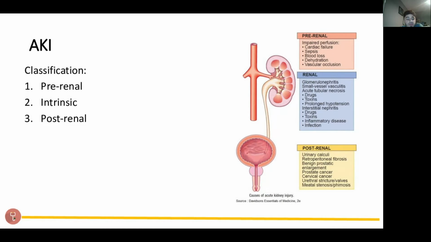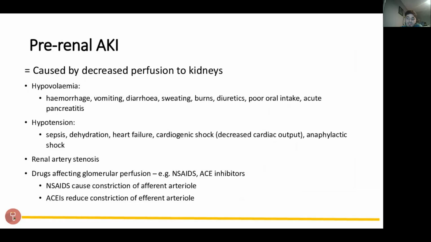And generally, we classify it into 3 types. I'm sure you know: pre-renal, intrinsic, and post-renal. And we'll just talk a little bit about all of that individually.